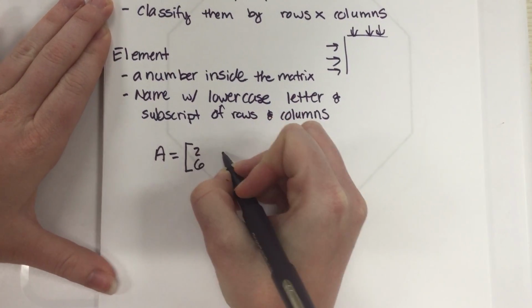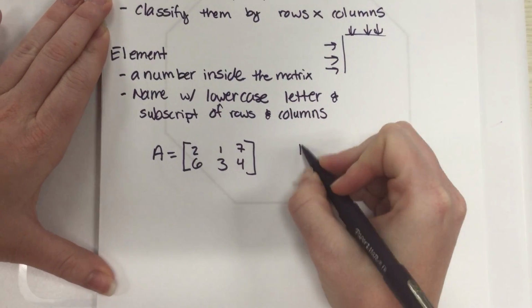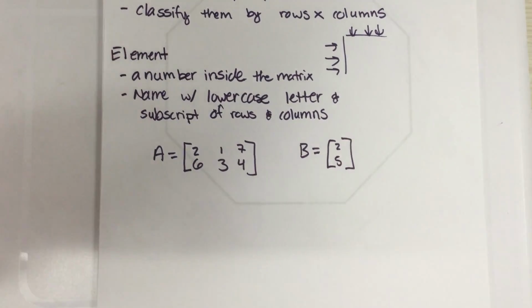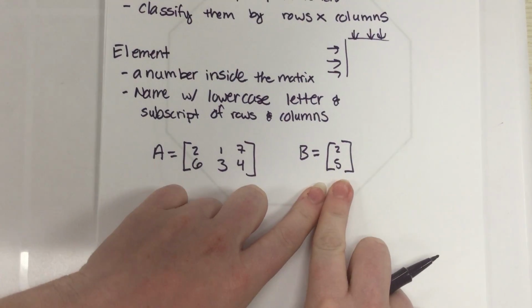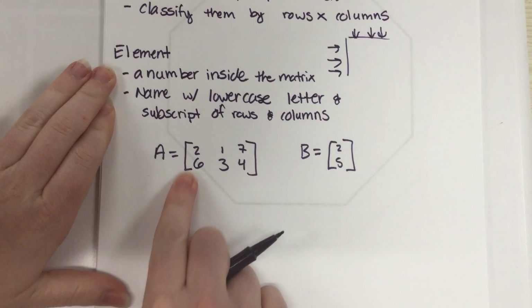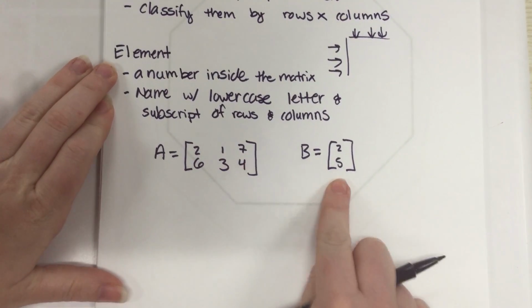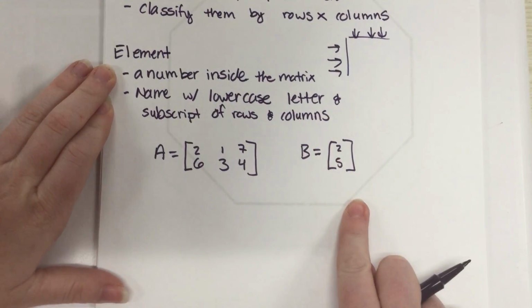So 2, 6, 1, 3, 7, 4, and, all right, so these are matrices. See how I named it? This is matrix A, this is matrix B. This one is a 2 by 3. So I'm classifying it saying it's a 2 by 3 because I have 2 rows and 3 columns. This one is a 2 by 1. I have 2 rows, but I only have 1 column.